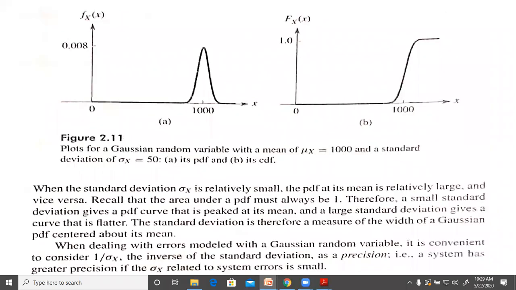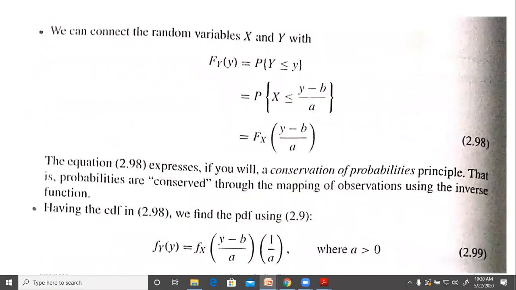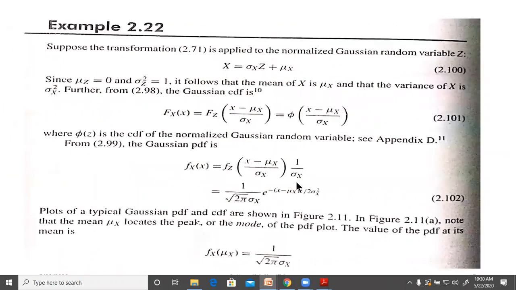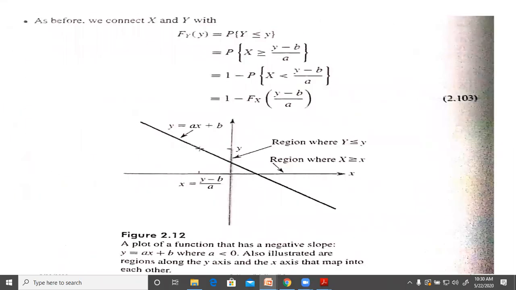If you see this figure over here, this slope is positive. The slope of this line is positive because a is greater than 0. Now we are considering a less than 0, therefore the slope will become negative like this. So F_Y of y is equal to P of Y less than or equal to y, which is P of X greater than or equal to (y minus b) by a. Now, because the value of a is negative, you'll have a negative quantity here. And for that, we need to write 1 minus P of X less than (y minus b) by a, and that is 1 minus F_X of (y minus b) by a.